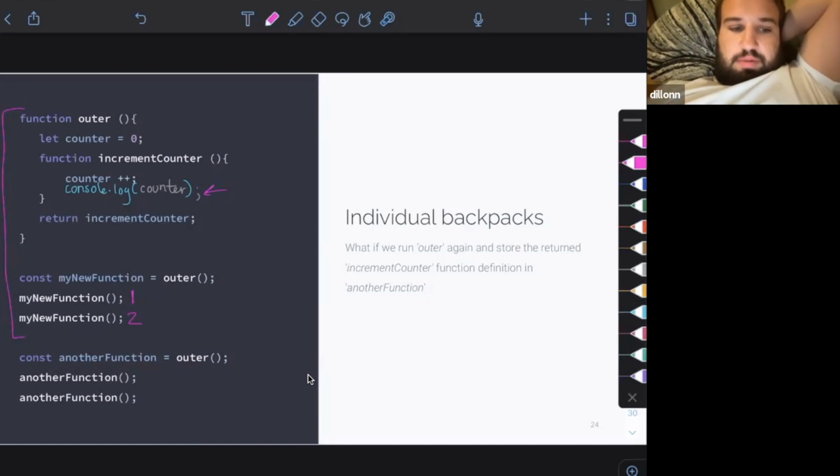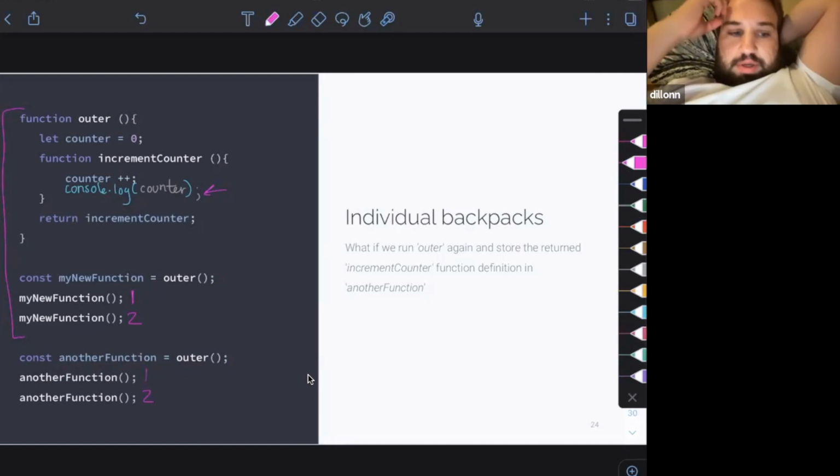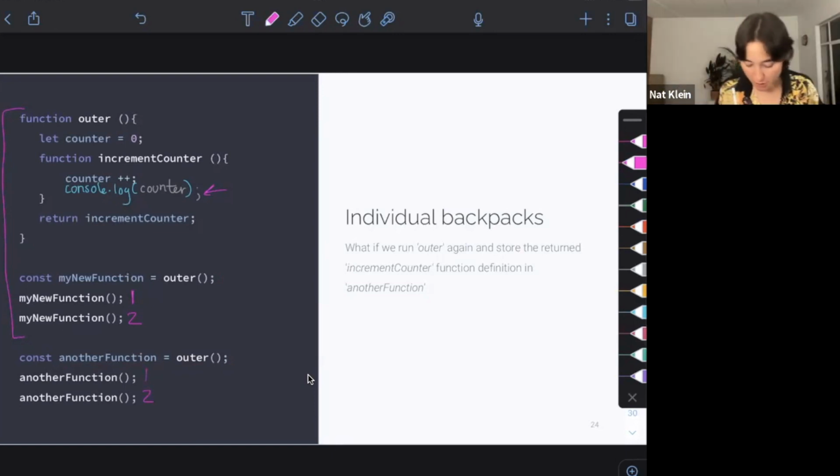Seems like it would be 1 for the first another function and 2 for the second another function. And I suspect it's because the declaration of another function kind of goes through the process again and creates a new backpack. Yes, exactly. Great explanation.